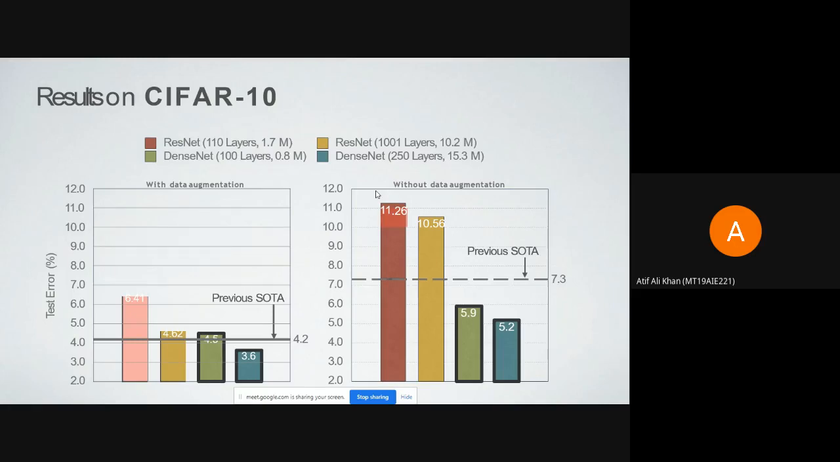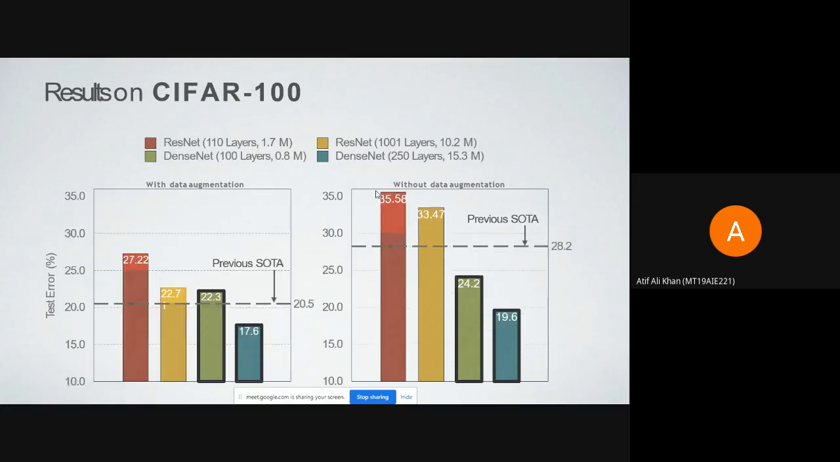On the other hand, if we see the lowest, that is the DenseNet of 250 layers, the test error comes to around 2.6 percent when we use data augmentation. If we are not using data augmentation, the test error comes to 5.2 percent. Abhishek, can we have the next slide, please?